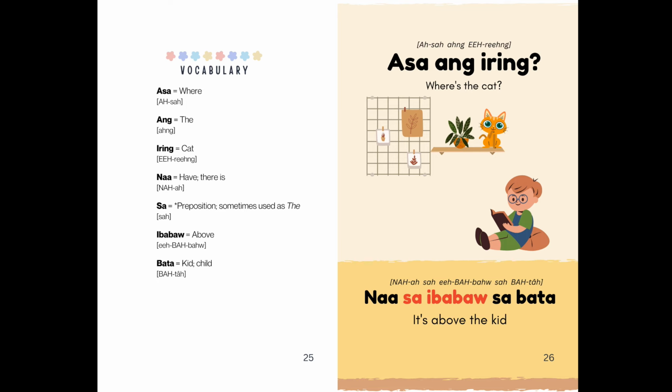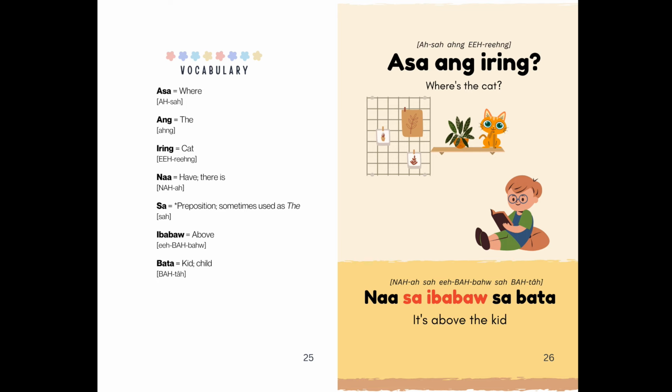Page 26. Asa ang iring? Where's the cat? Naa sa ibabaw sa bata. It's above the kid.